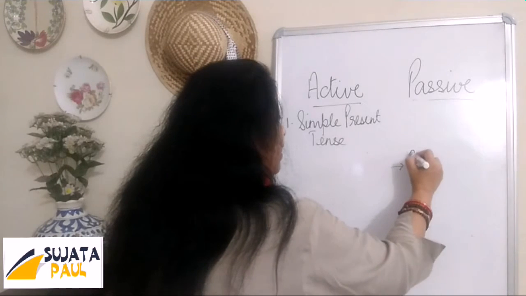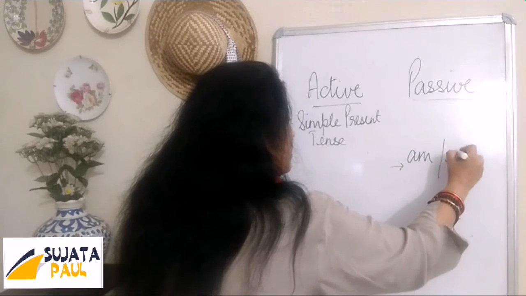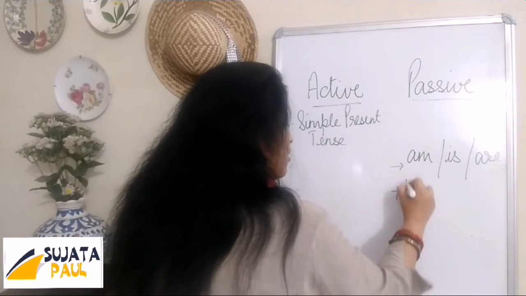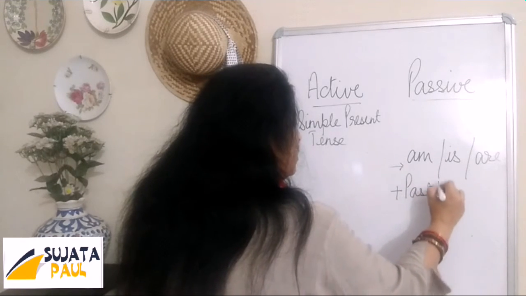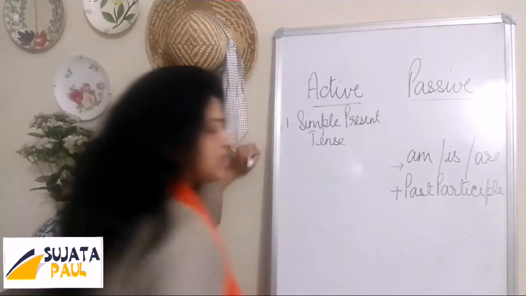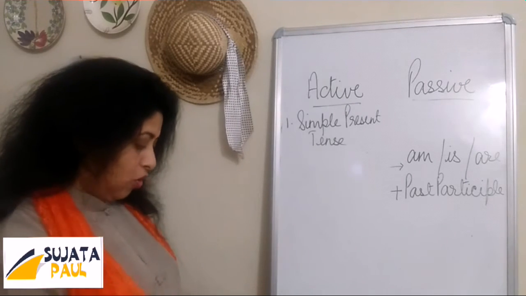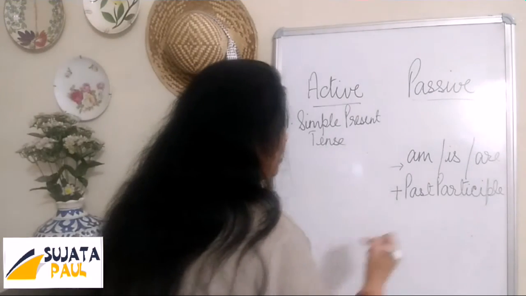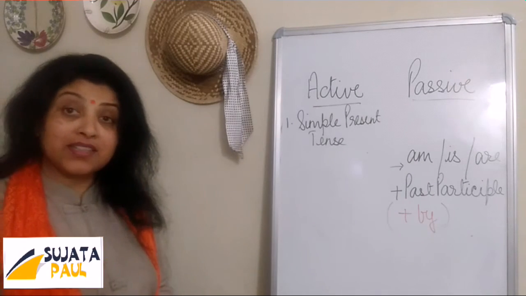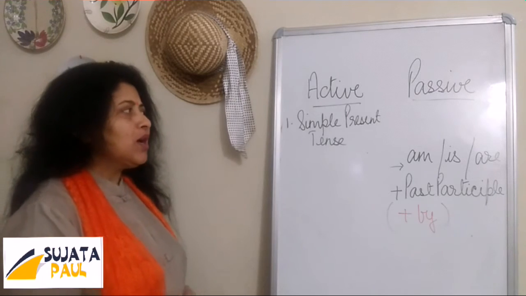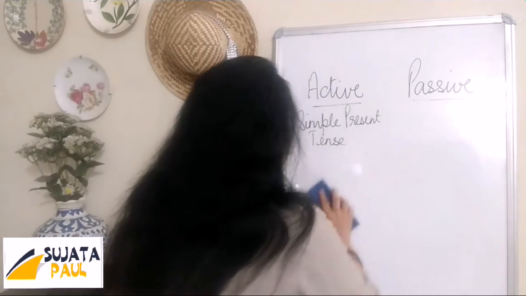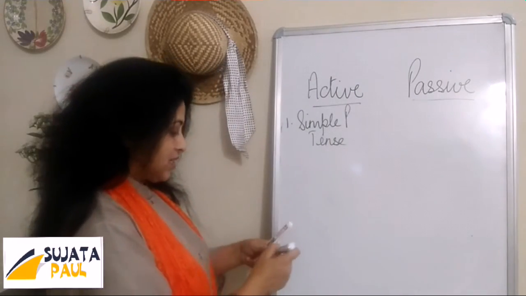It will stay simple present tense. But it will become am, is, are, plus past participle, and of course in certain cases by also is seen. So I'm writing this over here, but I suggest that you put it in brackets. Is that clear? Now let's go to simple past tense. If you've copied this, I am going to simple past tense.